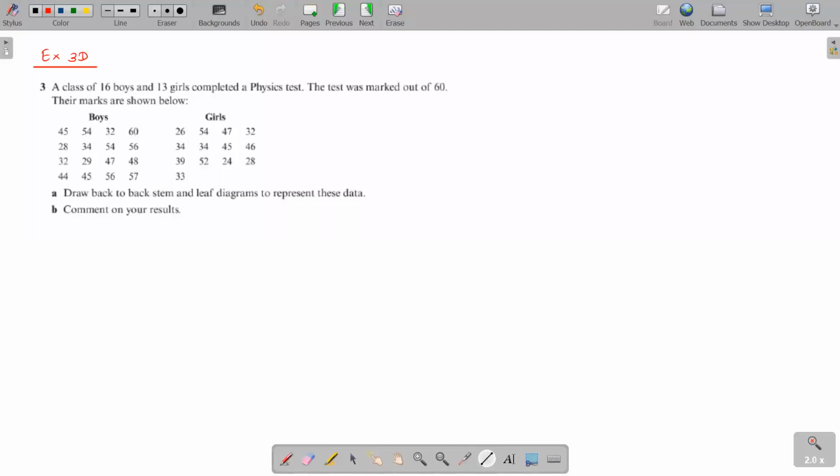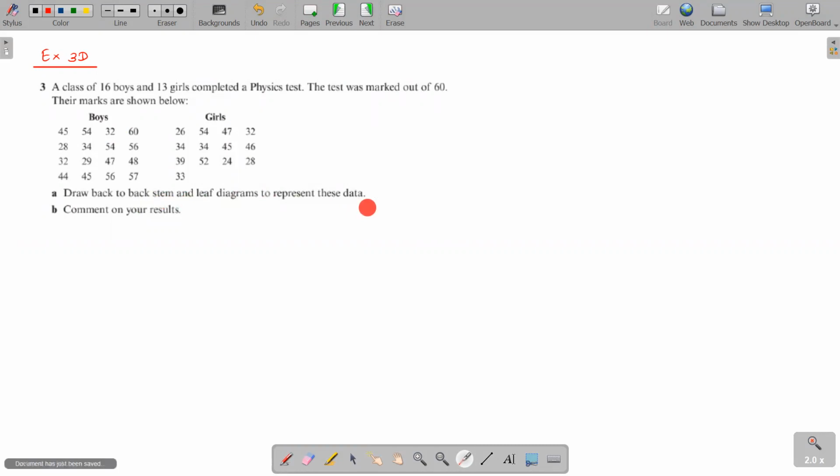Okay, so now I'll move on to exercise 3D, moving on with question number 3. They say a class of 16 boys and 13 girls completed a physics test. The test was marked out of 60. Their marks are shown below. So they have given the marks of the boys and the marks of the girls, and they're asking you to draw back-to-back stem and leaf diagrams to represent these data.